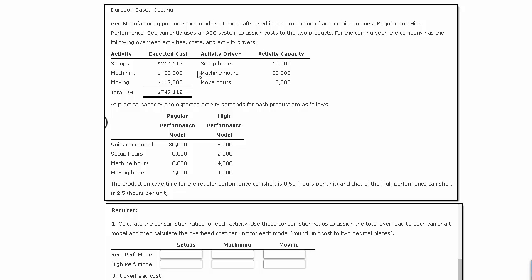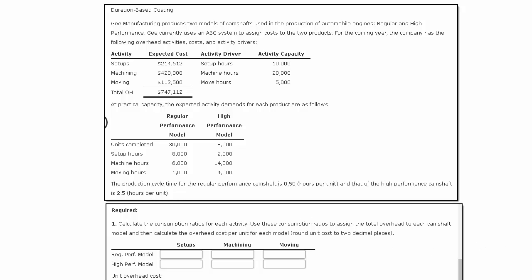So if you look here, we see what their expected costs are for the various activities: setups, machining, moving, total overhead costs, the cost per activity, what the driver was, and the activity capacity. And at practical capacity, the expected activity demands for each product are also given. So they make two products, the regular and the high performance, and here's what they expect at practical capacity. And then they also tell us the production cycle time for the regular performance camshaft is 0.5 hours per unit, and the high performance camshaft is 2.5 hours per unit.